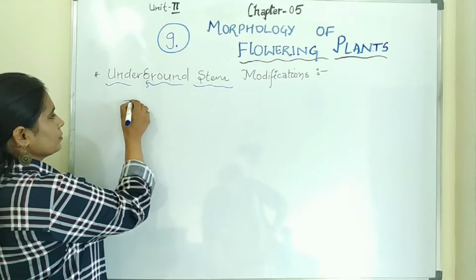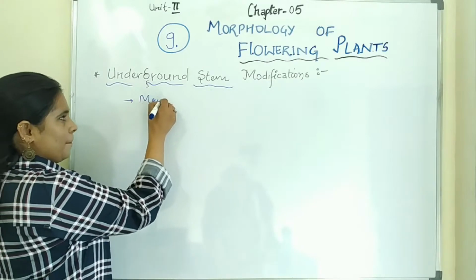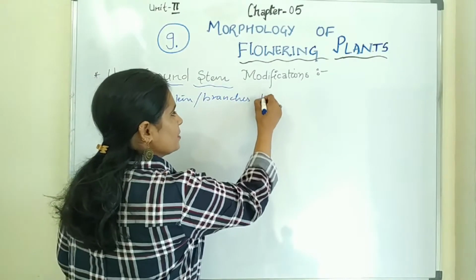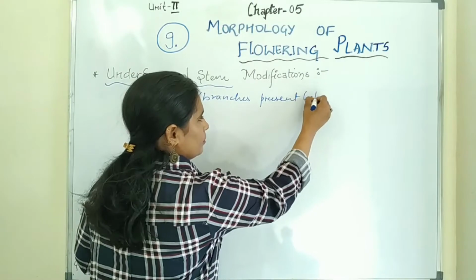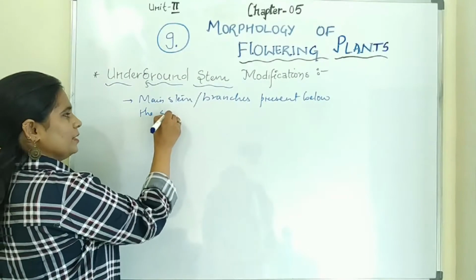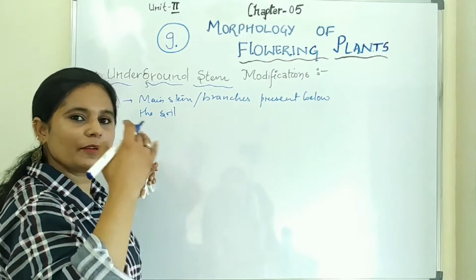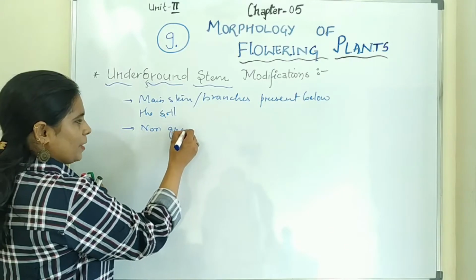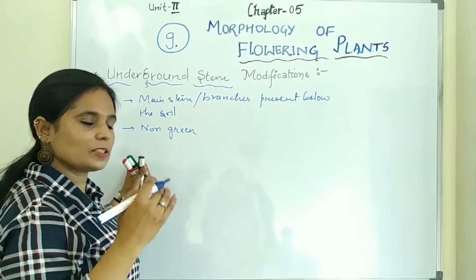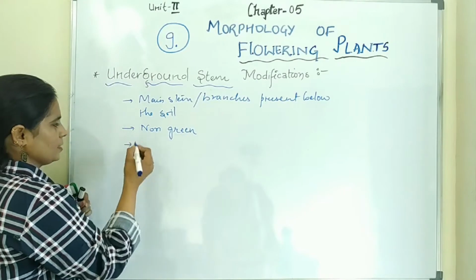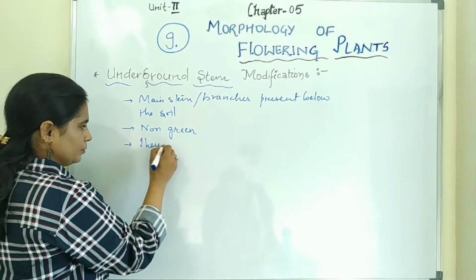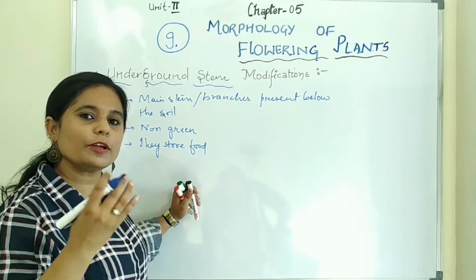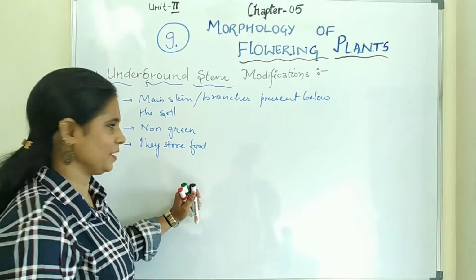So in that, the main stem or branches are present below the soil, meaning they will grow under the ground, in the soil. Next, they are non-green, as they are present below the ground. Next, they store food, meaning they are modified for the function of storing food, so they will become thick and fleshy.